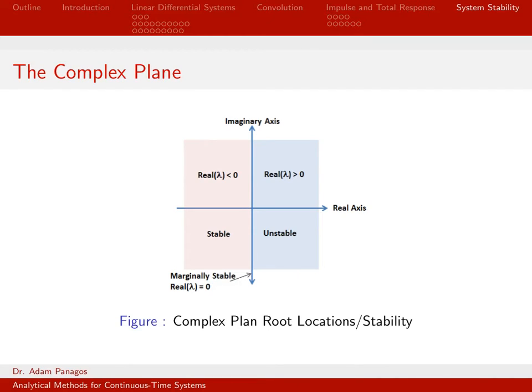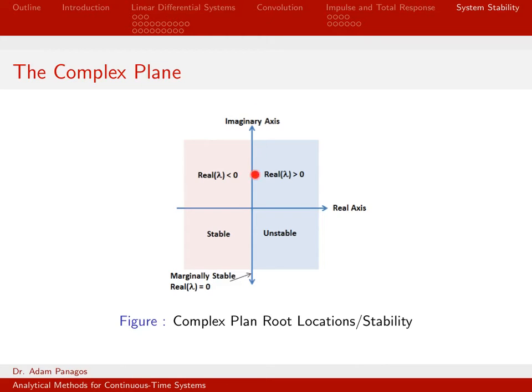So here's just a picture of what we were talking about. It kind of quantifies it. This is the complex plane, real axis, imaginary axis. This is what we call the right half plane. If I have any roots over here anywhere, I'm unstable. This is what we call the left-hand plane. If I have any roots over here, I am stable.